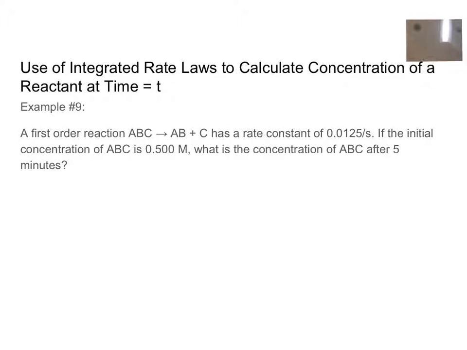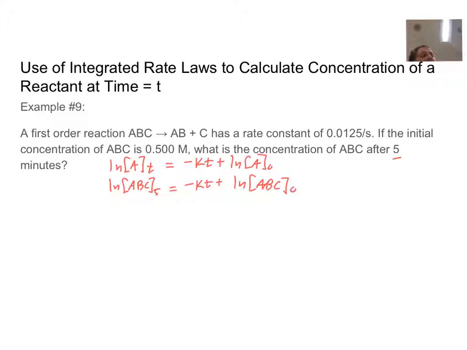Another example would be a first order reaction. So in this problem, I'm telling you that it's first order. So that tells me that I need to use this formula here. The natural log of A at time final equals negative kt plus the natural log of the concentration of A at time 0. Well, in this case, I know that I'm talking about the reactant ABC at a time of 5 minutes, and comparing it to ABC at time 0.